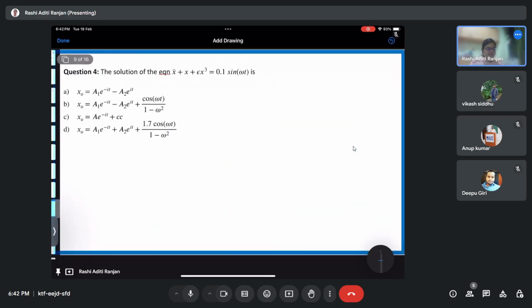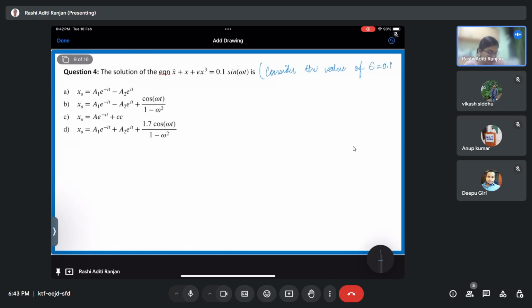Question number 4. The solution of equation this is, okay, there is one more thing that has to be written. Consider the value of epsilon as 0.1. Okay, again, look at the options. What did the option say? The option is saying that again we have to find nothing but the solution of x naught, right? So we don't have to go further till the higher powers of epsilon.